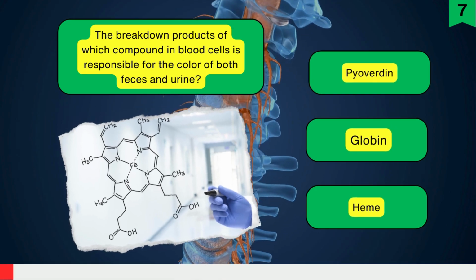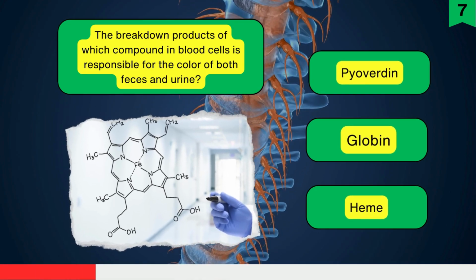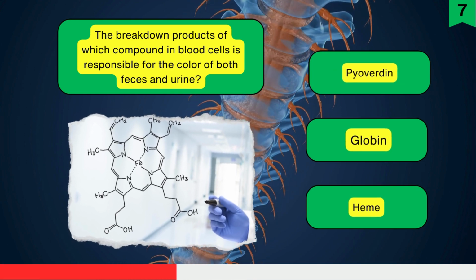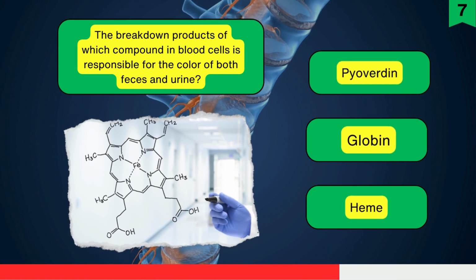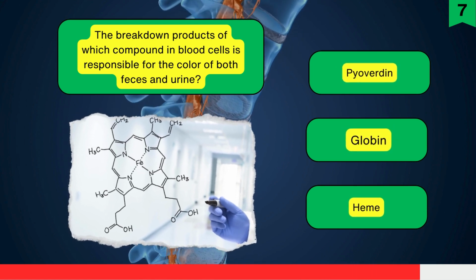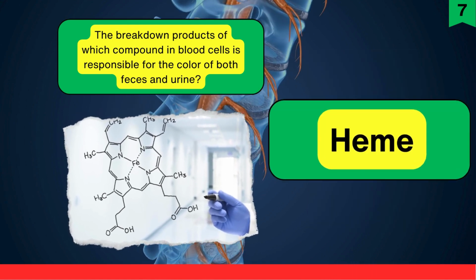The breakdown products of which compound in blood cells is responsible for the color of both feces and urine? Pyoverdin, globin, or heme? Yeah, it's heme.